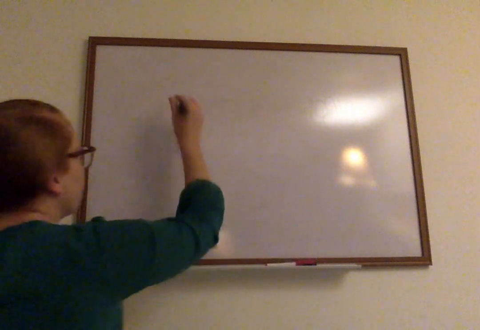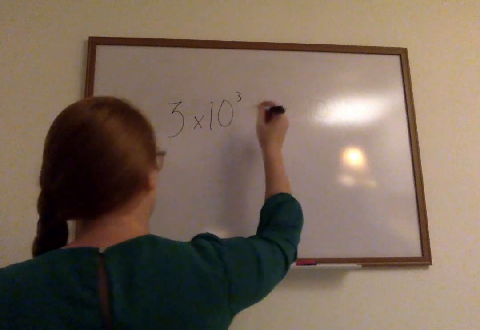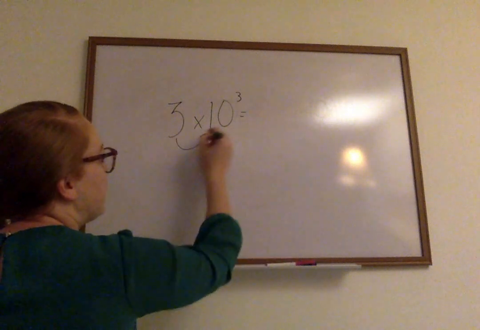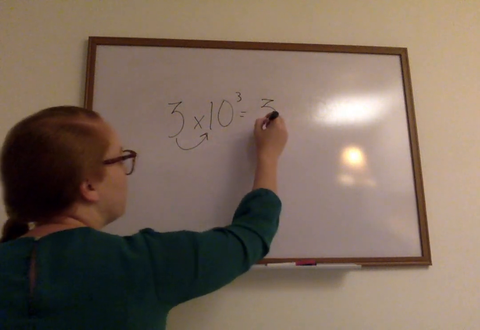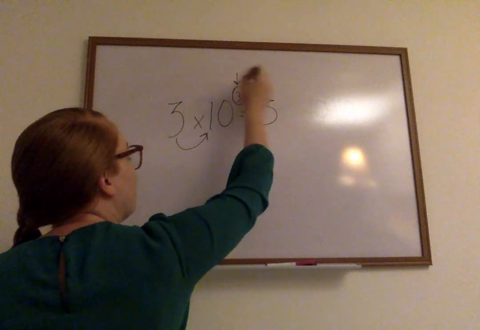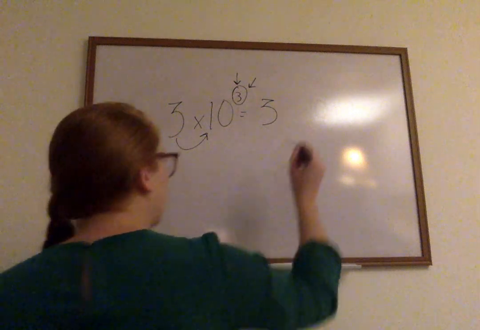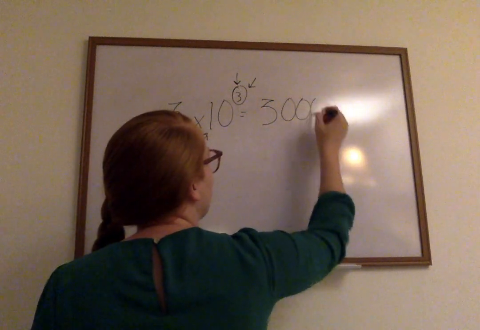Next, 3 times 10 to the 3rd power. You're going to do 3 times 1, which is 3. Now you have to figure out how many zeros. Your exponent is the key. Look at your exponent. How many zeros do I need? 3 zeros. 1, 2, 3.